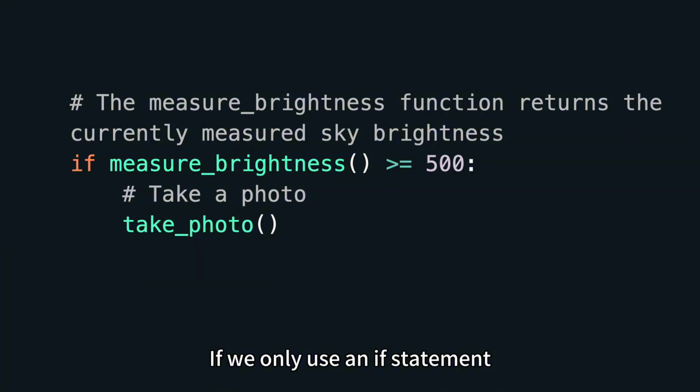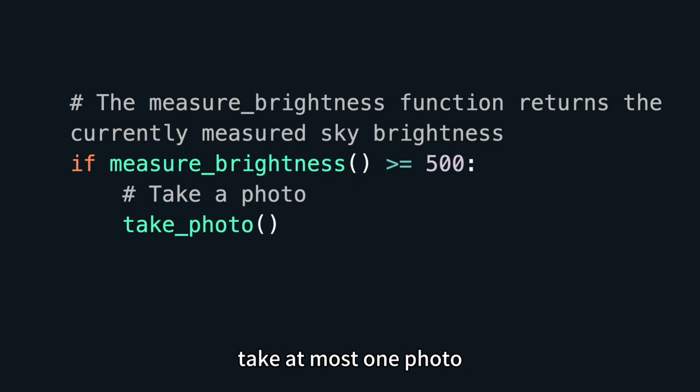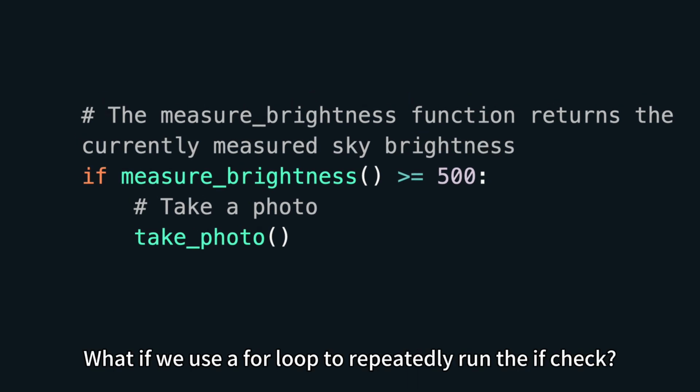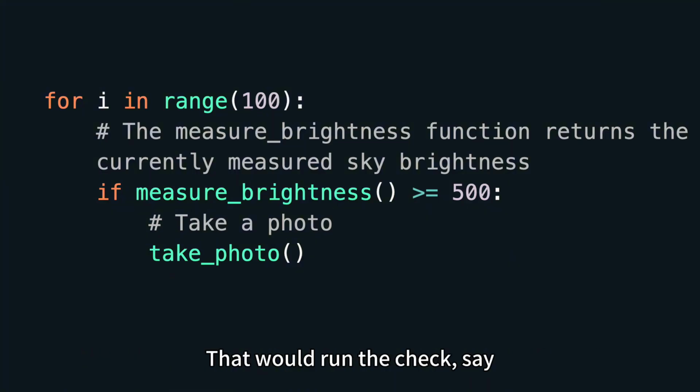If we only use an if statement, there's a problem. The program will check the condition only once, take at most one photo, and fail to capture the whole process. What if we use a for loop to repeatedly run the check? That would run the check, say, 100 times, which sounds better. But computers run extremely fast, and even 100 iterations may still finish long before the sunset is over.